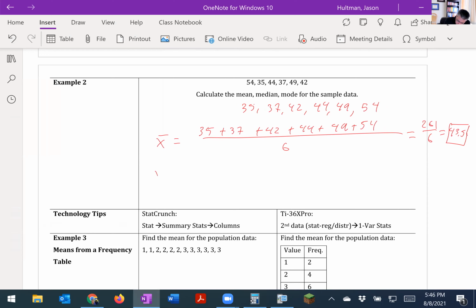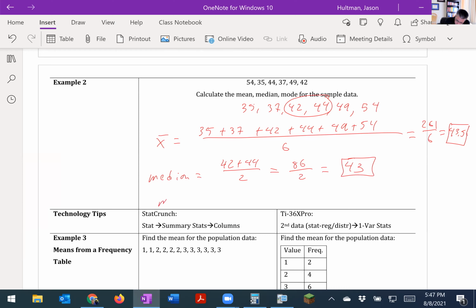Okay, the median. What's the middle number here? Well, there isn't a middle number. There are 2 middle numbers, the 42 and the 44. Because it's an even number of items, I take the 2 middle numbers, in this case the 3rd and 4th values, and add those 2 together, 42 plus 44 over 2. Find the average of the 2 middle numbers, and that's 86 divided by 2, which is 43. So the median was 43.